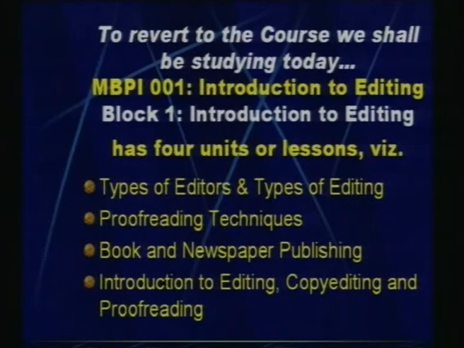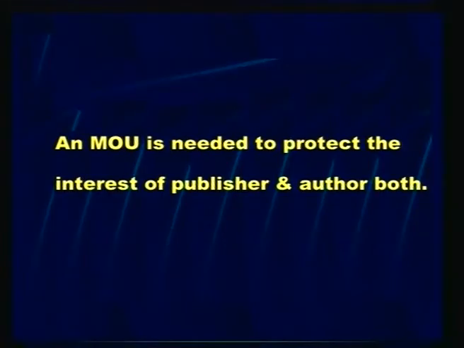The editor will look at whether the book is appealing, whether the book is attractive, whether it conforms to the kind of books that he is interested in publishing, and so on. After this, an MOU, a memorandum of understanding, is signed, which goes into all the details of publishing, of royalty, of copyright, of how many copies will be produced, of who will do the editing, of who will pay for the costs, of what royalties are given if the book is going to be available in various translations, and so on. This MOU is important to protect the interest of the publisher and of the author both.